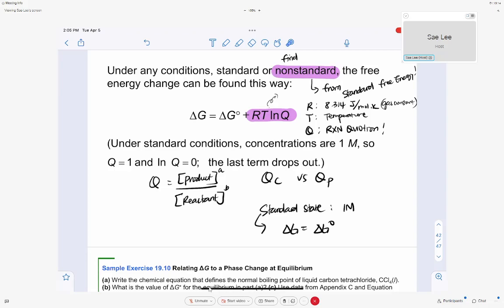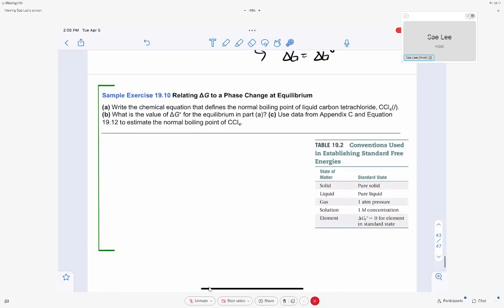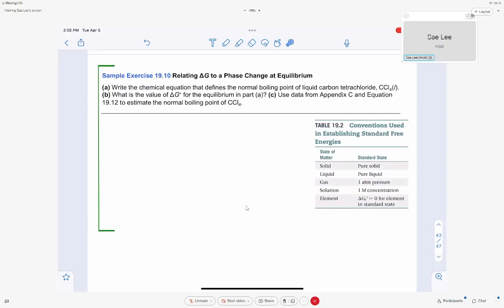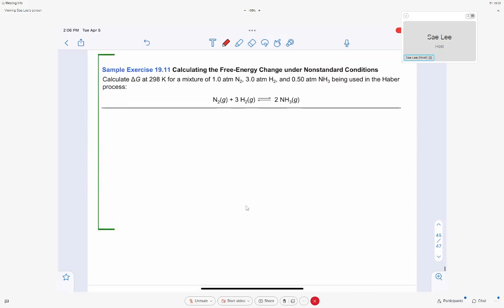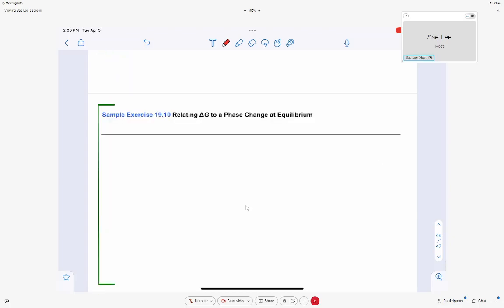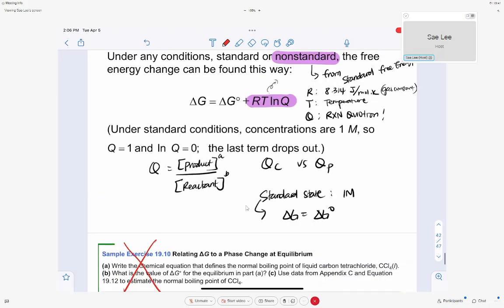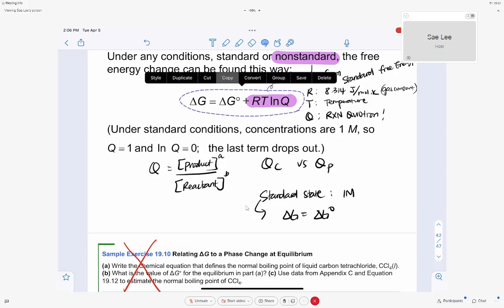Let's try a sample exercise. Actually, I'm going to skip this one, so can you guys please cross this out? This is a sample exercise related to what we just learned. I'm going to bring the equation down. Copy.